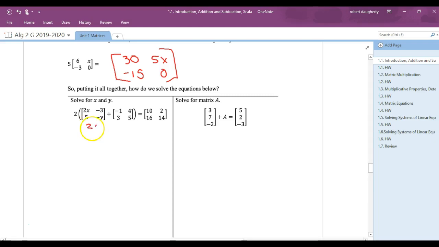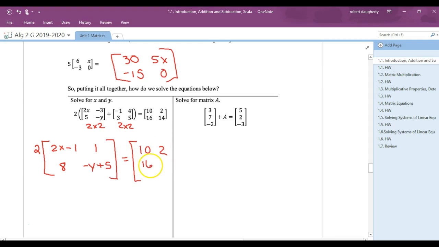So this is a 2 by 2 and a 2 by 2. Let's add those together. So what happens when you add 2x minus 1? That's 2x minus 1. What is negative 3 plus 4? 1. What is 5 plus 3? 8. What is negative y plus 5? Negative y plus 5. So all of this is equal to 10, 2, 16, 14.